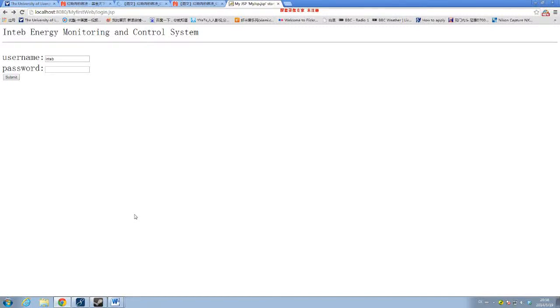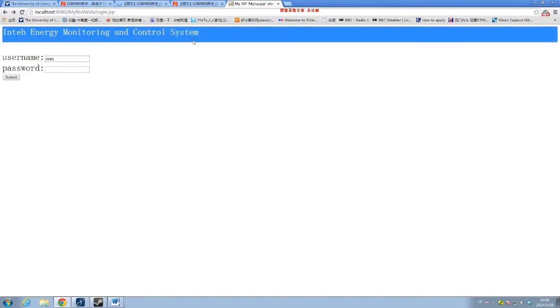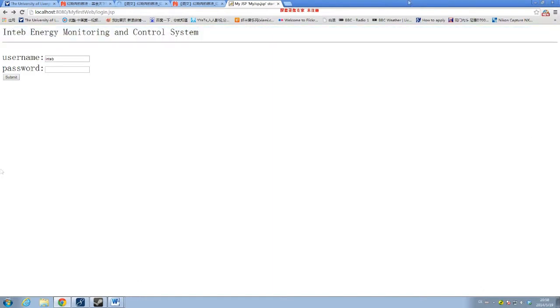Today I'm going to show you the demo version of our software, which is totally web-based, so you can access it from anywhere with just a web browser. It's quite user-friendly and cost-effective. Firstly, here's a normal web browser. We used Google Chrome, but you can use IE or Firefox or anything else. And this is our homepage. It's called INTEB Energy Monitoring and Control System.